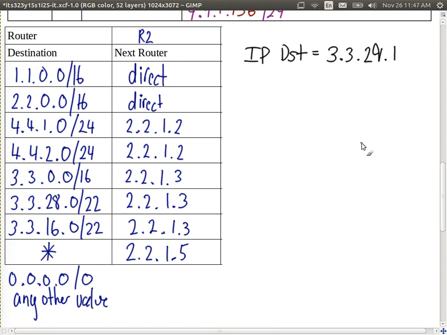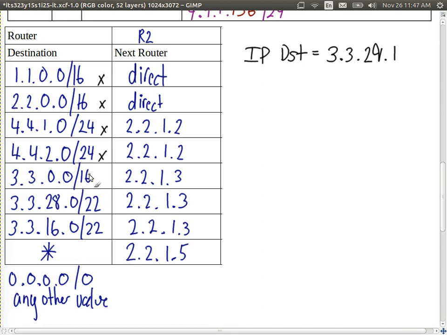Let's go through the rows one by one and see which ones match, or which ones don't is easy. Do the first 16 bits match with 1.1? No. 2.2? No. 4.4.1, does that match with 3.3.29? No. This one, no. Now let's consider these three.